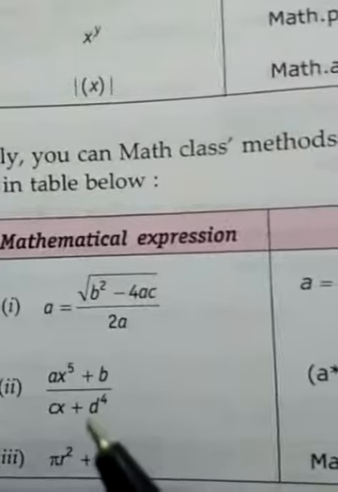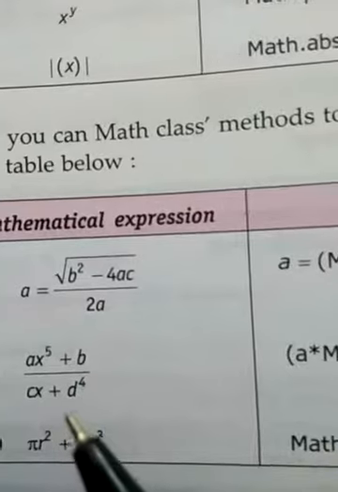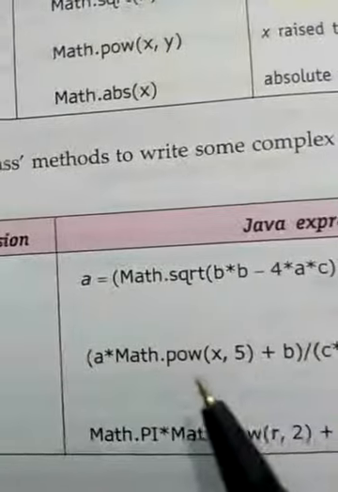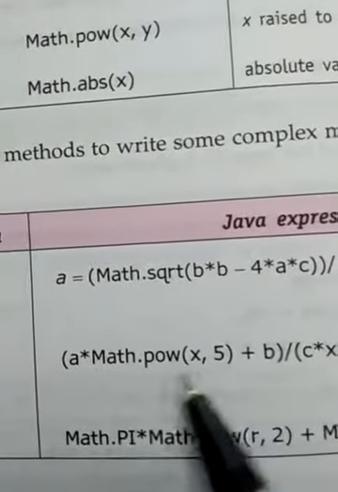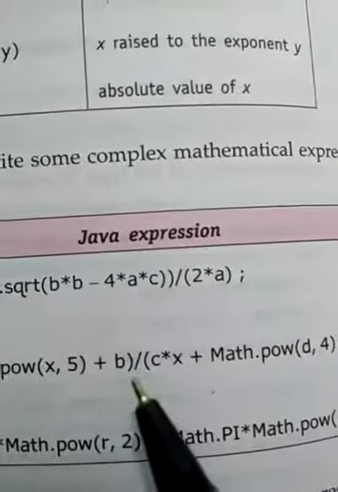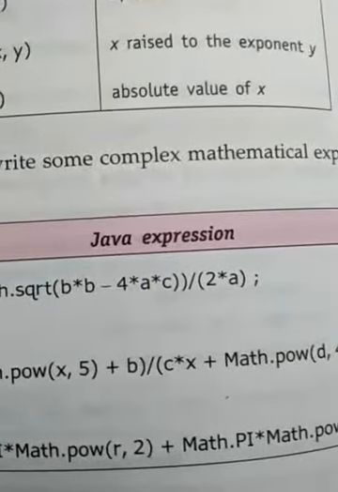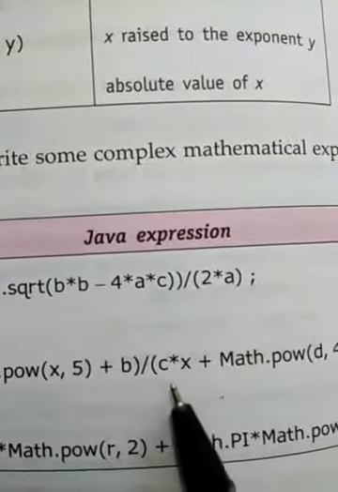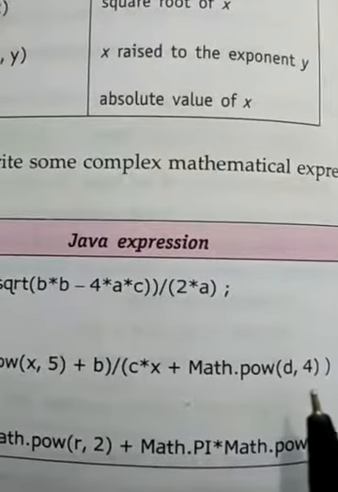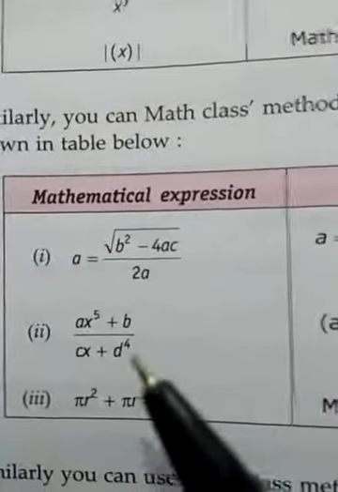The second expression is a x to the power of 5 plus b, upon c x plus d to the power of 4. Then a into Math.pow(x, 5) plus b, the whole part inside the bracket. And in case of upon, we will use the slash, because all the statements are typed in the computer in a single line. So c into x plus Math.pow(d, 4) inside a whole bracket. So this becomes the Java expression of this math expression.